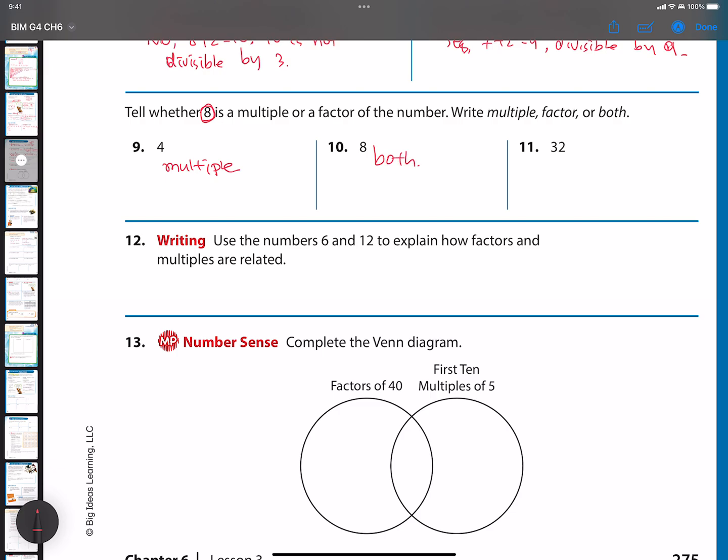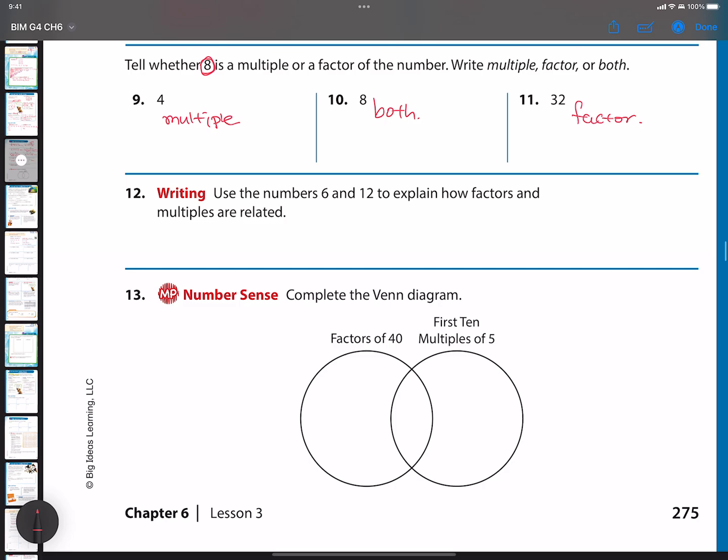What about 32? Is 8 a multiple of 32? Doesn't make sense at all, right? Multiples of 32 can be only 64, 96, and so on. Then for factor, we'll see. This can be divided by 8. Let's check the multiples of 8. 8 times 4 makes 32, which means yes, this is a factor.